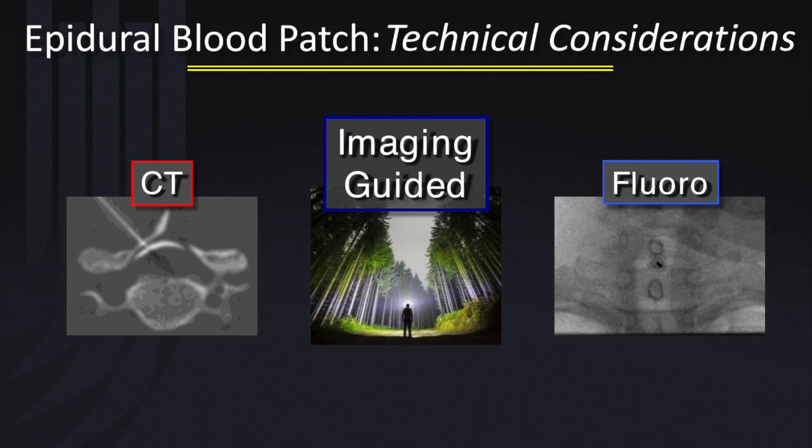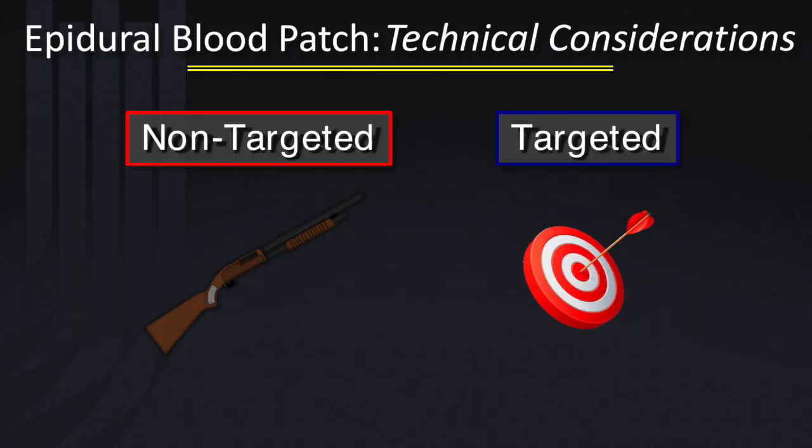If you're going to use imaging guidance, you have two choices, basically fluoro or CT, and that was talked about a little bit before in terms of the different imaging guidance. The other thing that we harped on this morning is whether or not you do it targeted or non-targeted. These are some of the general considerations that we need to consider.